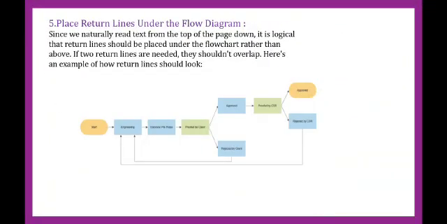And next, the fifth one: place written lines under the flow diagram. We read text from the top of the page down, so it is logical that written lines should be placed under the flowchart rather than above. These lines, whether they run right to left or left to right, should be below the flowchart, not above. Also, these written lines should not overlap. So in that way we have to do it.